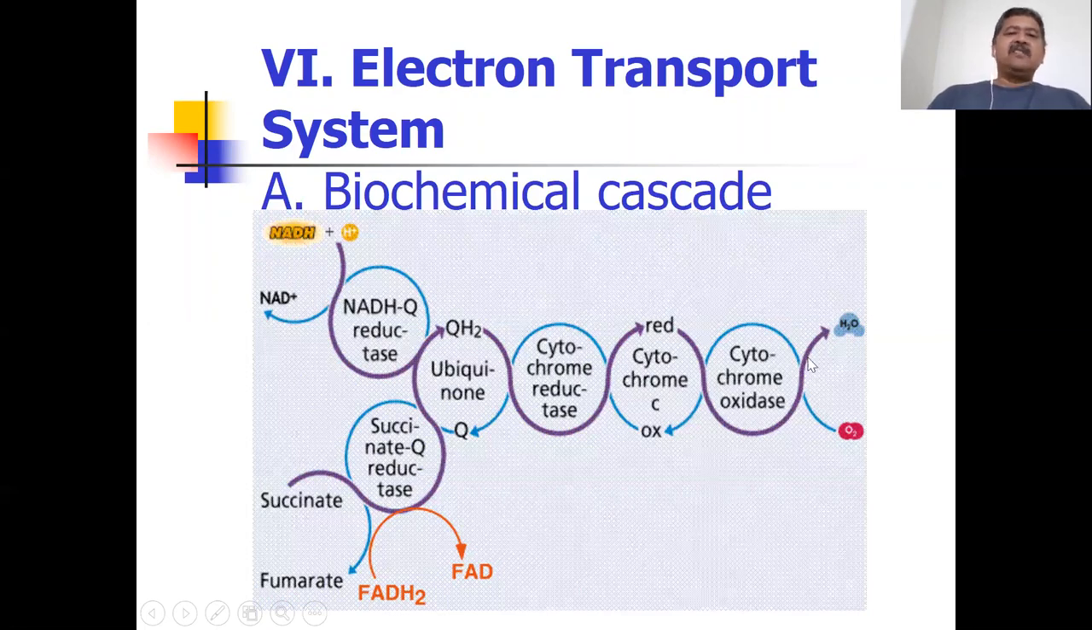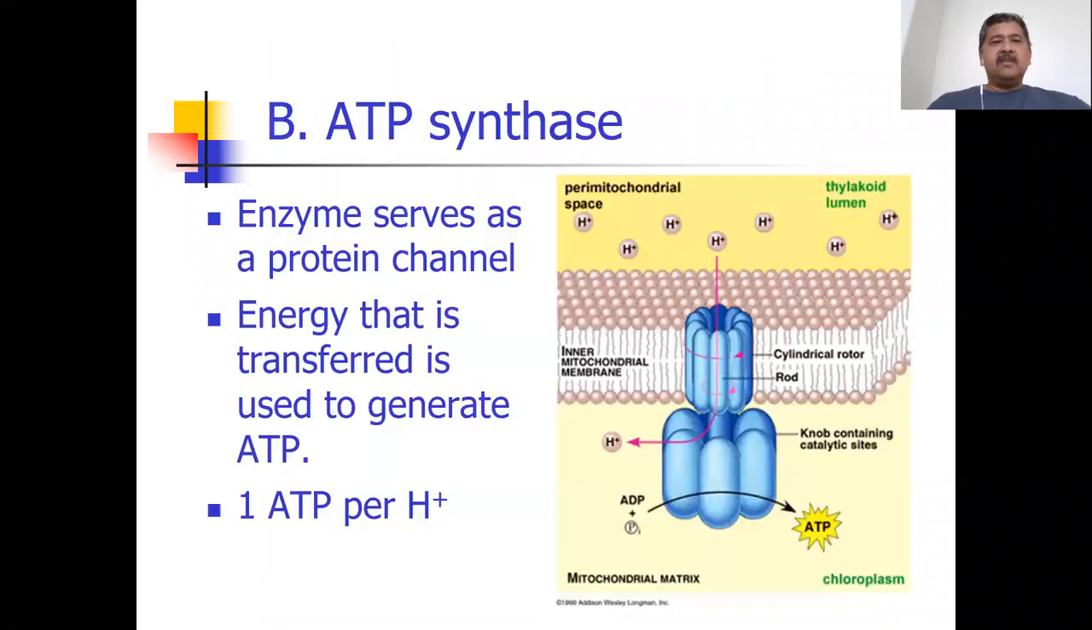These are the chemical reactions that happen. These are the reduction oxidation cycles that happen. These are the enzymes. You can see that many of them end in ASE. These enzymes catalyze the reactions of the biochemical cascade that make up the electron transport system.